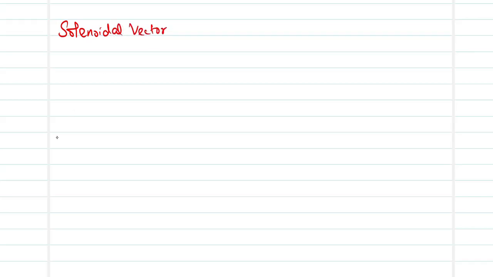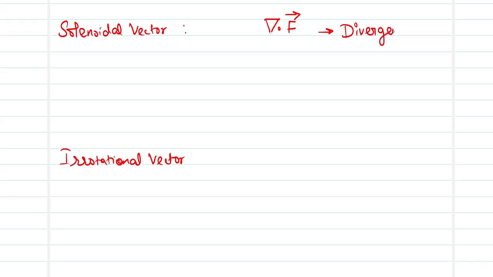and the second thing which we are going to define is called irrotational vector. So what do you mean by solenoidal vector? We have defined the dot product with a vector f. This dot product with the f vector, what do we refer to it as? We call it divergence.